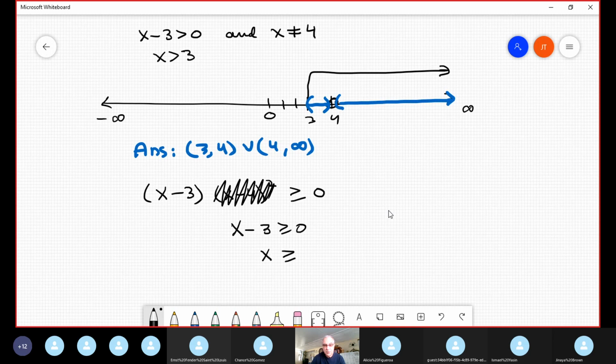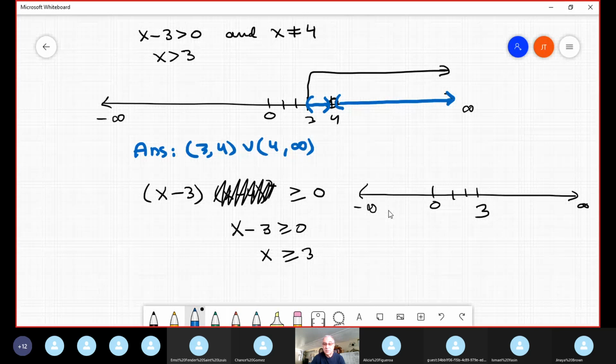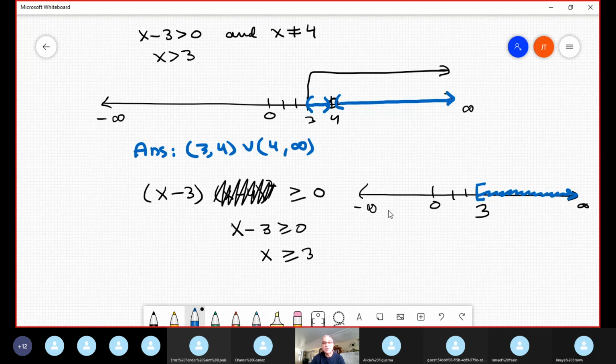As x greater than or equal to 3, and the representation of this is similar, but it's easier. This is 0, 1, 2, 3. Entonces it's a bracket, because it includes 3 to infinity. And we have no hole. Like that, we have a hole in the middle, right? And it's a parenthesis because it's not equal, and this is a bracket because it's equal. End of the story. Super easy. Any questions?